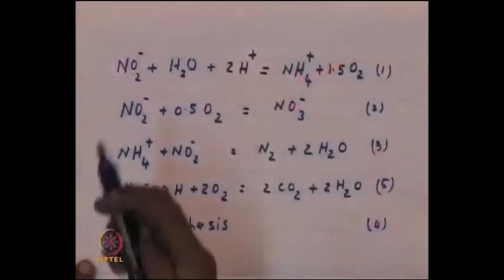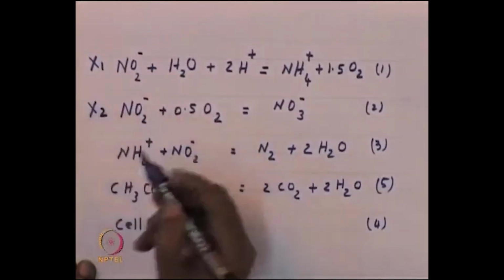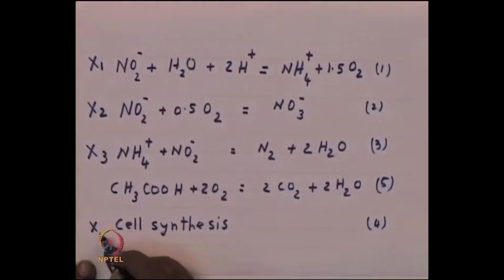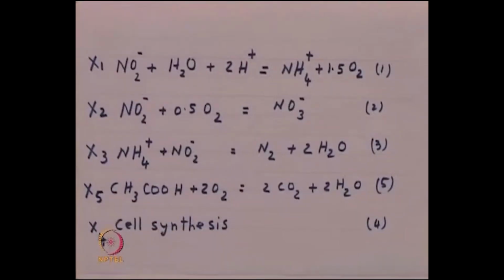So, what you want to say is that if I say this is reaction 1, this is x1, if I call this x2, this x3, this x4, and this x5. Okay. So, there are 5 reactions that are taking place, correct. And how many experimental data do you have?